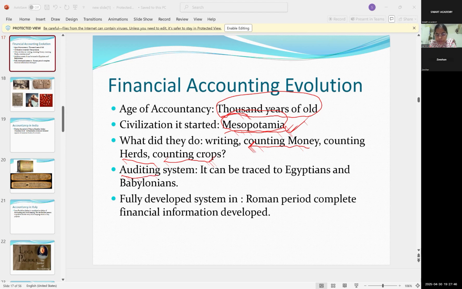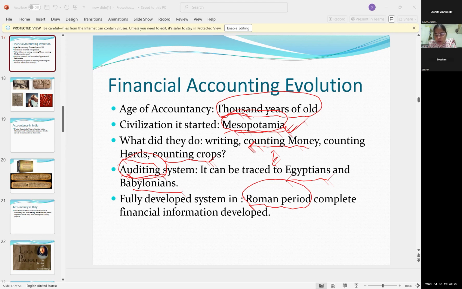And later on after this, you heard the term audit? No, ma'am. So what is an audit? Once you close the books of accounts, they'll send the accounts to auditing. We think it is a latest term, but no, 1,000 years back we got the term auditing. And where was auditing discovered? It was discovered in Egypt and Babylonia. And the combination of these two things was fully developed during the Roman period. This complete financial information was developed in the Roman period.